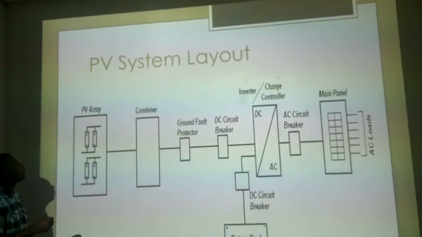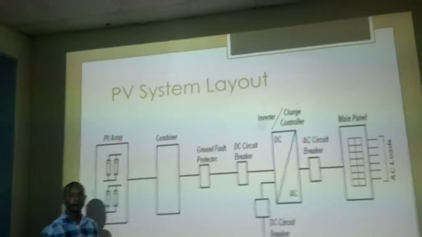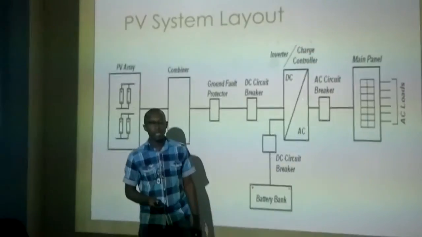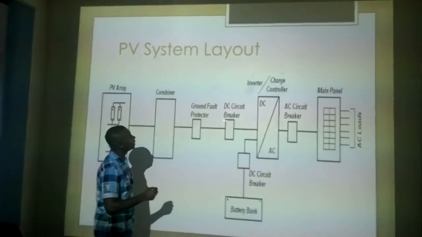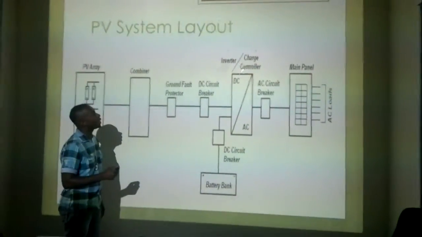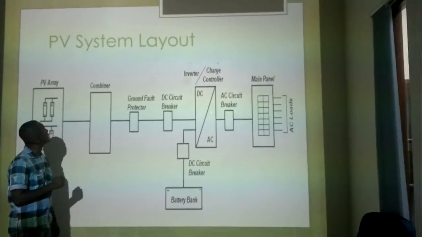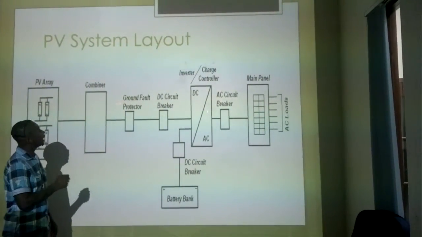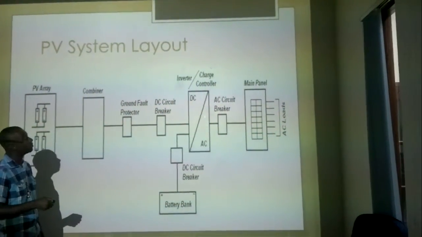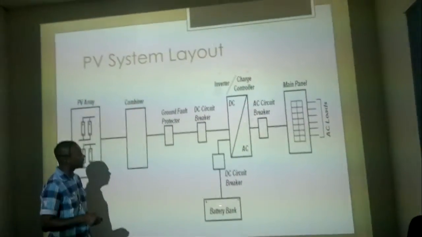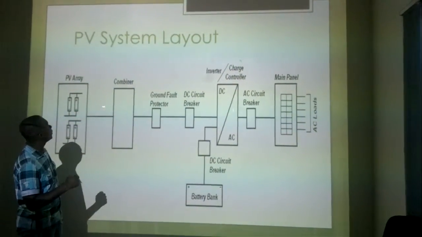Then the combiner is essentially like a bus bar which connects all of the PV panels together. Now we are looking at the protective devices here. We have a ground fault protector and a DC breaker. From this part we go to our inverter / charge controller. What happens at this point is that the PV arrays are going to be charging the batteries through the charge controller. So we have a battery bank down here and also a breaker to protect the batteries.